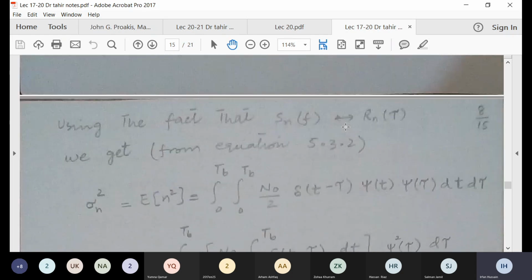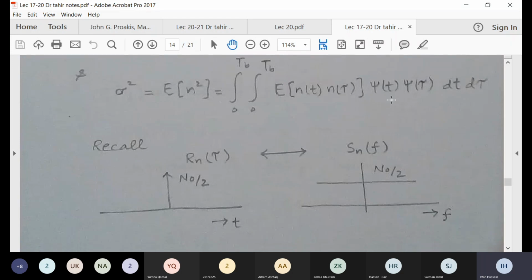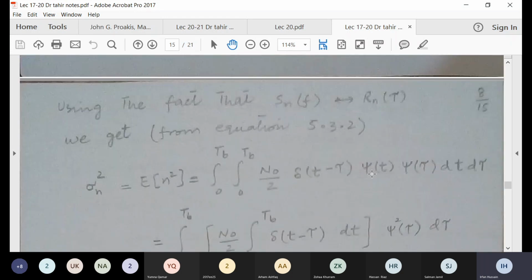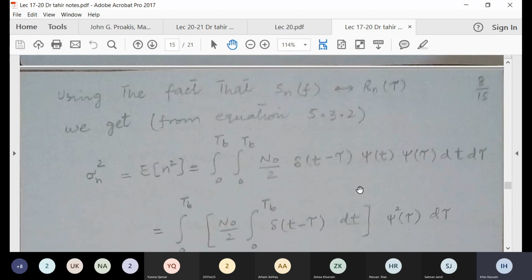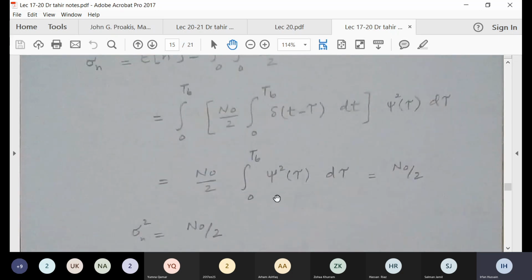So this means that t will become tau. This t becomes tau, and the rest of the things remain the same. So this tau squared goes out. Inside the integral with dt you will have N naught by 2, which is constant, but we all know that the area under the impulse from minus infinity to infinity is always 1. So even from 0 to t it should be 1.